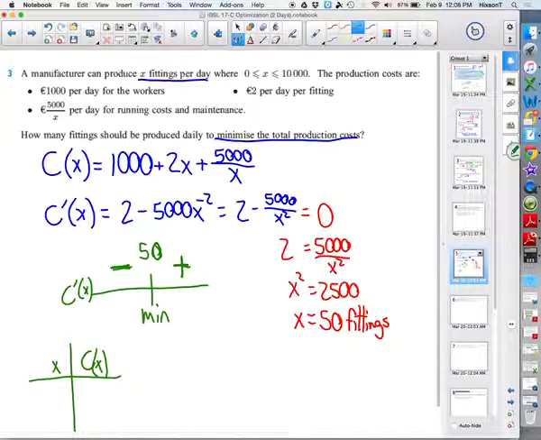if we tried 1, okay, let's say our costs, we tried the next closest one to the endpoint that's possible, because this is really the endpoint of the possible results, okay. If we try 1, we get 1,000 plus 2 plus 5,000, so that's $6,002, okay. If we produce one item all day.